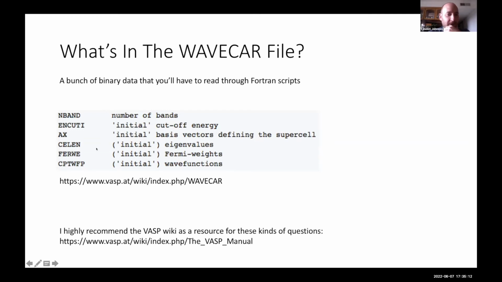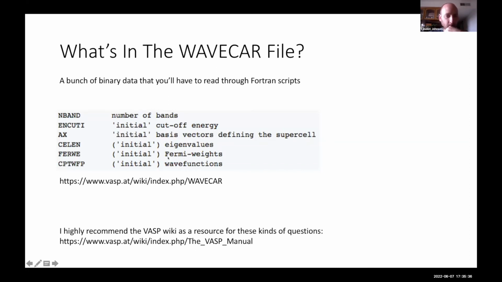And if you look at the VASP wiki page, this is the information that is stored in it, but you're not going to be able to just open up this file and look at it because it's a binary file. Since it was put into binary through Fortran, you're going to want to read it back out through Fortran as well. And that's why we use these Fortran scripts to do this.